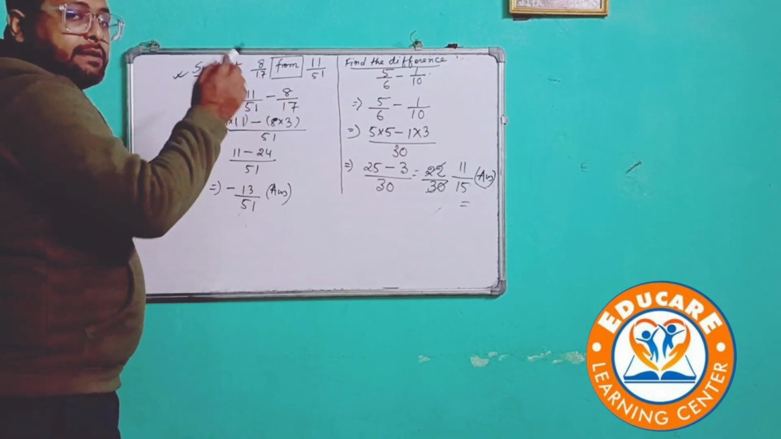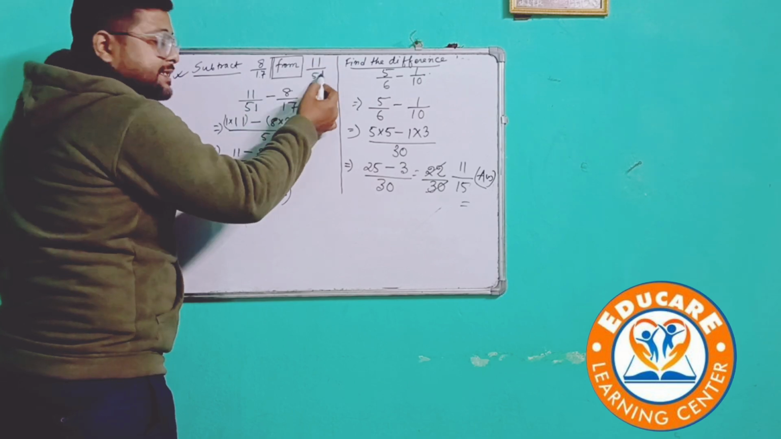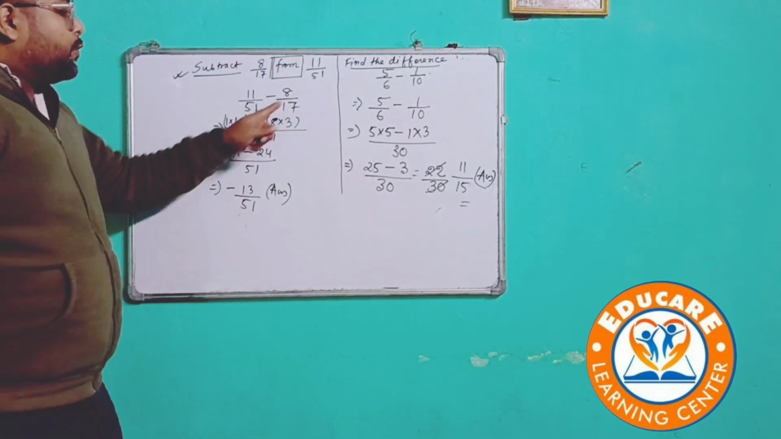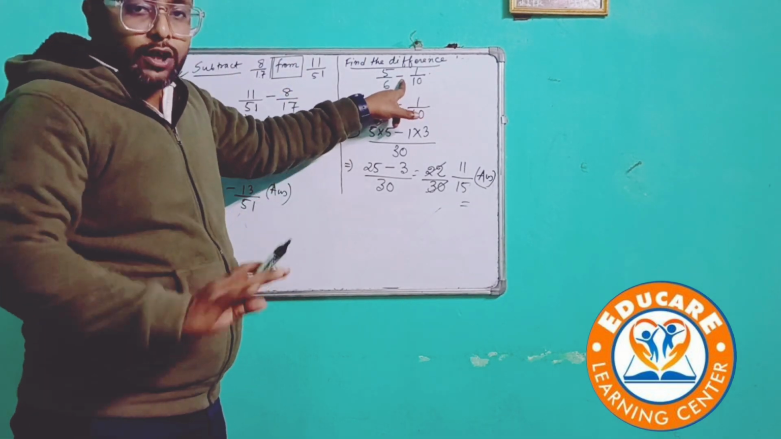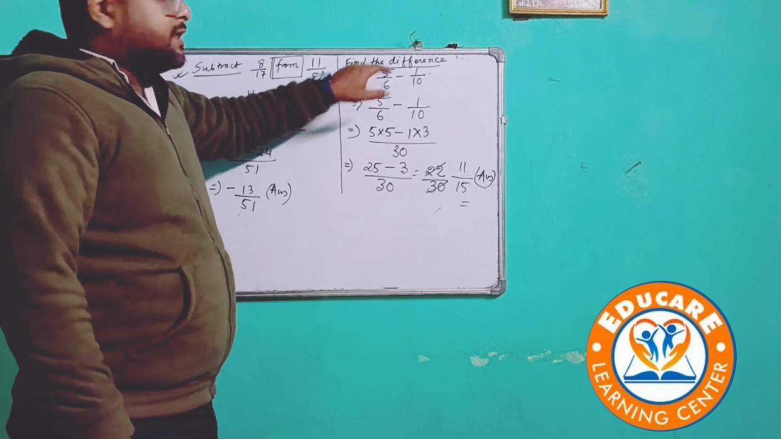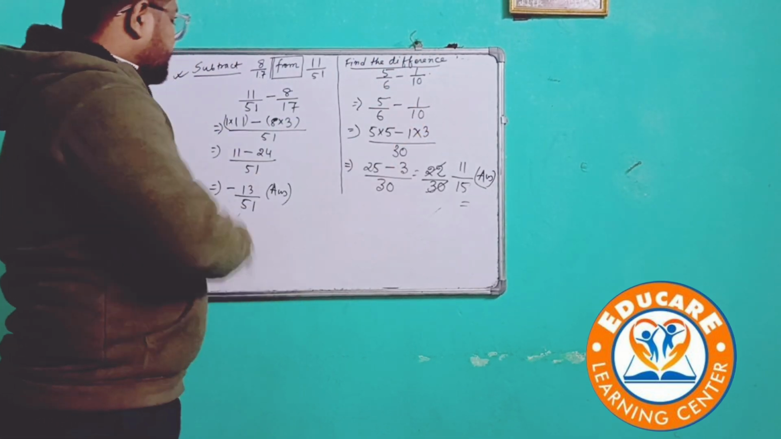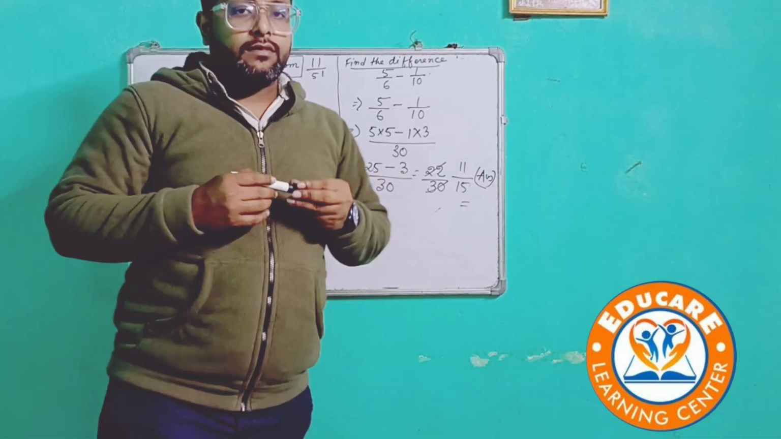So just a reminder, in case of "from", the number which is at the last will come at first, and the number which is at the first will go at last. But if "from" is not mentioned, the number which is at the first will come at first, and the number which is at the last will remain at last. The rest of the process is the same. Done.